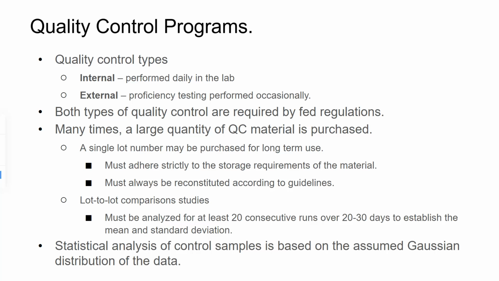Lot-to-lot comparison studies must be analyzed for at least 20 consecutive runs over 20 to 30 days to establish mean and standard deviation. Statistical analysis of control samples is based on the assumed Gaussian distribution of the data.